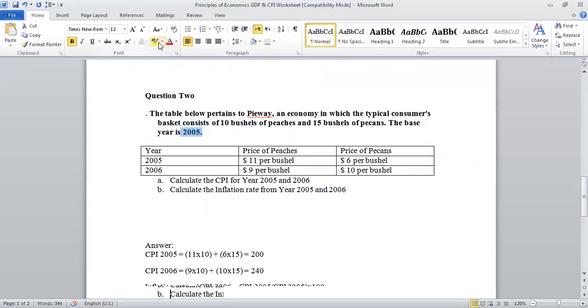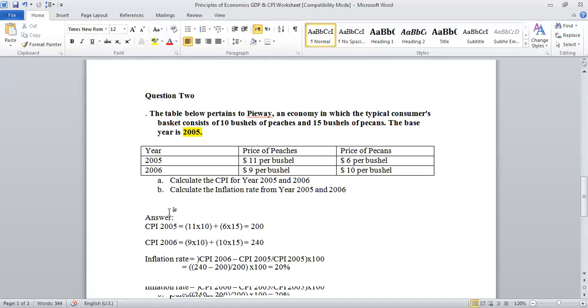هنا بقى بنتكلم على CPI. تمام؟ عايزة أجيب calculate the CPI for year 2005 and 2006. بعد كده calculate the inflation rate from year 2005 to year 2006. Remember the steps اللي قلنا عليها واحنا بنجيب CPI. What's the first step? First step تعالوا نكتبها.